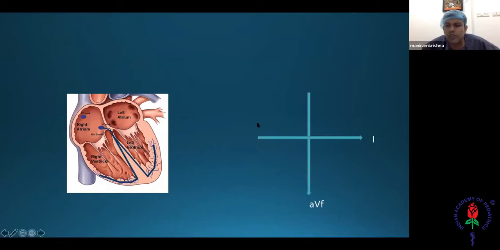So we usually use the horizontal and the vertical to determine the axis quickly. We know that the horizontal is lead 1 and the vertical is lead AVF. Whenever we look at the axis, we need to go back to our graph charts from 10th standard, and we know how to plot in the graph chart. If both the horizontal and the vertical are positive, we plot it in the right lower quadrant. If the horizontal is positive but the vertical is negative, we plot it in this particular quadrant. If the horizontal is negative and the vertical is positive, we plot it in this quadrant. And if both are negative, we plot it at the top quadrant.